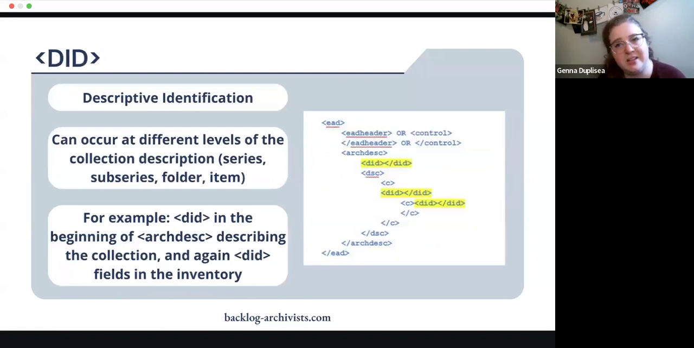So a DID is a descriptive identification. It can occur at many different levels of the collection description, like the collection itself, series level, subseries, folder, item. So you're going to have them in the archival description section before you get to the inventory, describing the collection itself. And then you're also going to have within each of your containers all of the descriptive information, like the title, the dates, all of that stuff is also going to be within each container. Next slide, please.